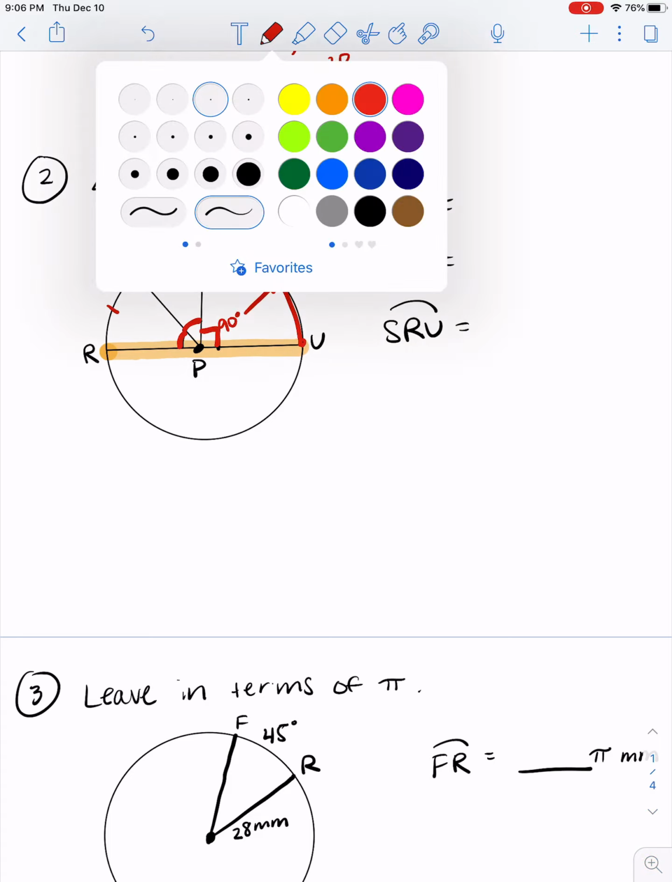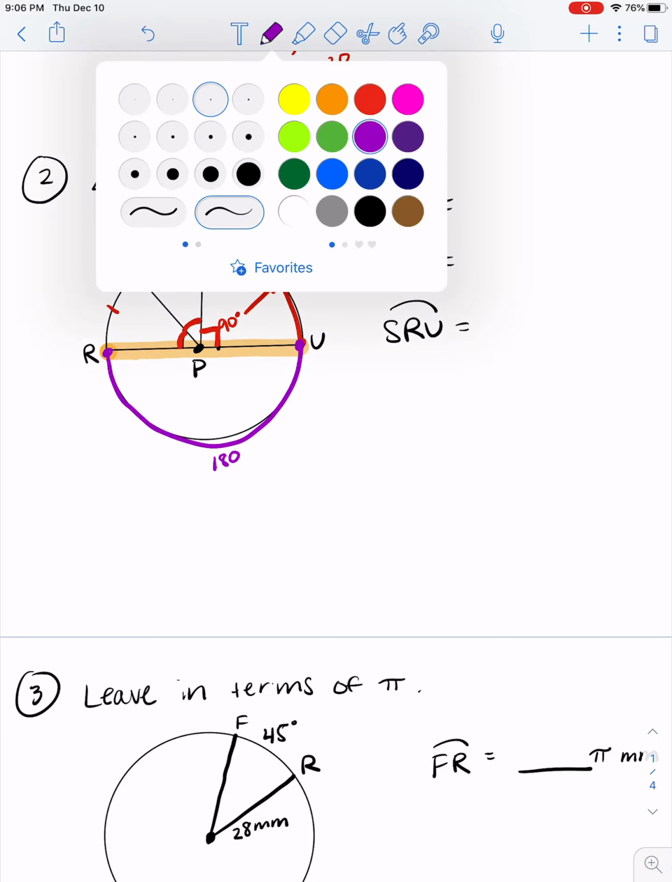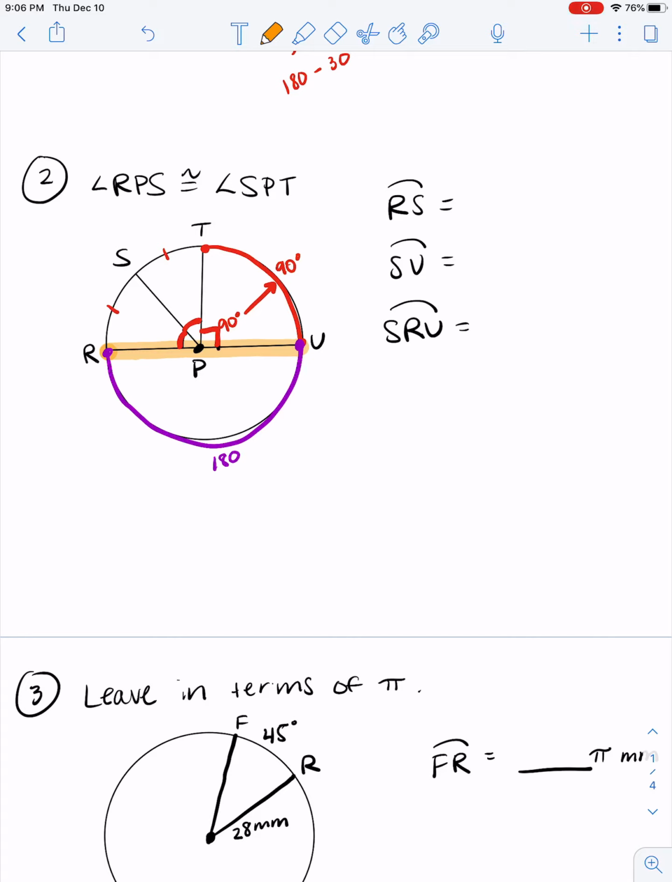So I'm going to do different color pencils this time. From here, R to U, that much is 180. And then I also know this top half from R all the way around to U this way is also 180. So if that part is 90, then the rest of this from R all the way to T is 90 as well, because the top half is 180, and if I subtract 90, all I have left over is 90.